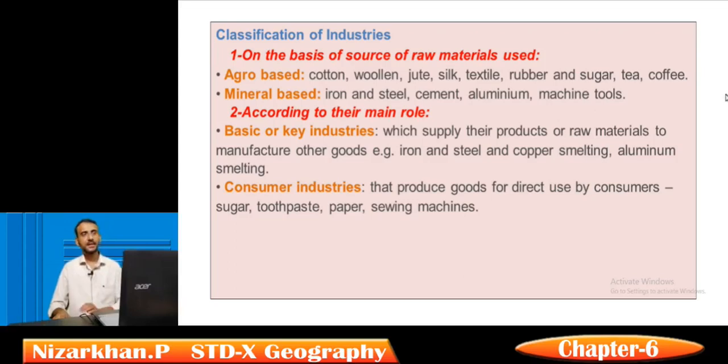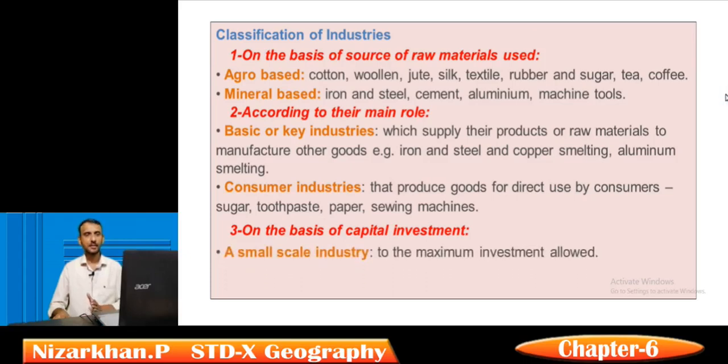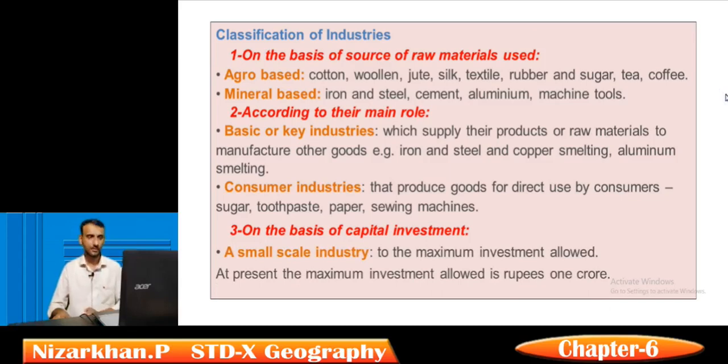Then the third classification of industries is on the basis of capital investment. For small scale industries, the maximum investment allowed is rupees 1 crore. Such types of industries we call small scale industries, and more than 1 crore is called large scale industries.